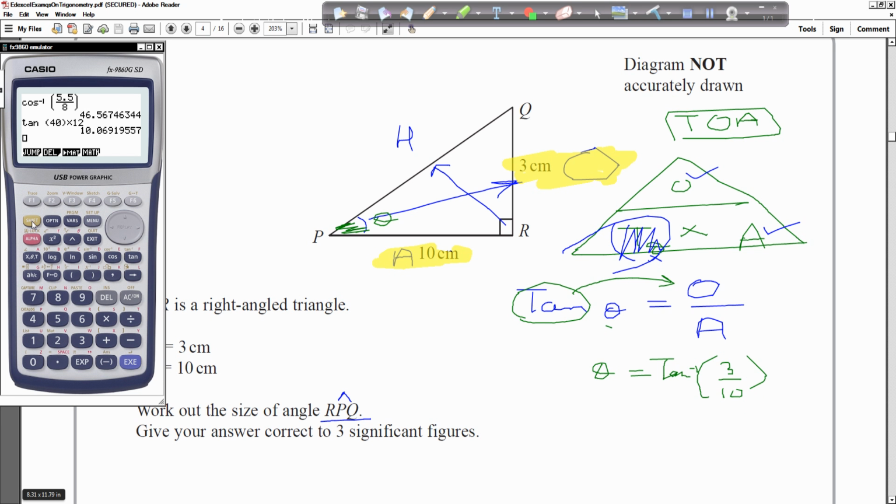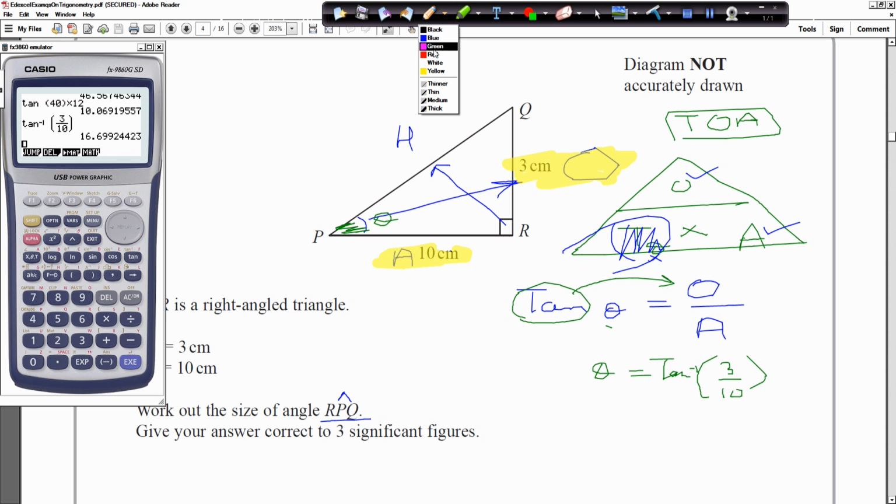16.699. Let's just try this. Shift, tan minus 1, brackets, fraction, 3 over 10. Oops, that's not 10, that's 10. Go up, close bracket, equal. Okay, now, the answer that we get from the calculator is 16.699. And the question goes, give it to 3 significant figures.